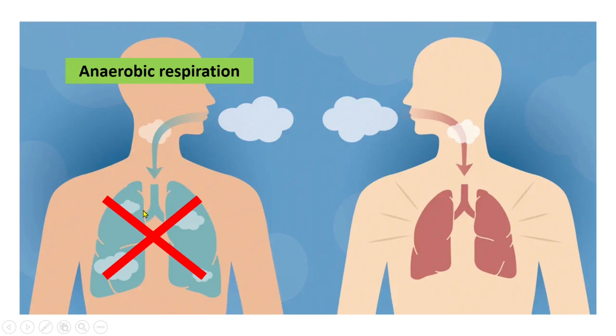So for example, while running, we have difficulty breathing. This means that because less oxygen is going into our lungs, our muscles will undergo anaerobic respiration. So when the oxygen in our lungs is absent or less, anaerobic respiration can happen. But if you are breathing normally, then you will have aerobic respiration.